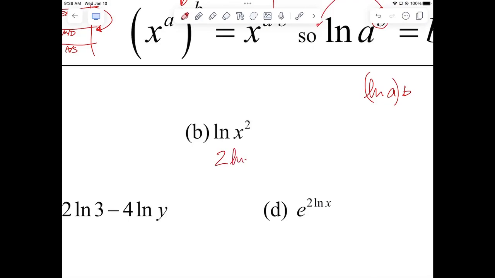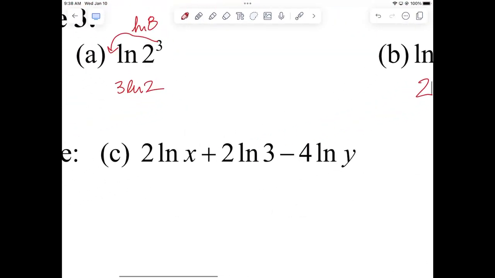That's 2 times the natural log of x. Not 2 but 2 times the natural log of x. Fantastico. I just slayed that problem. That's called expanding. Let's go ahead and condense.